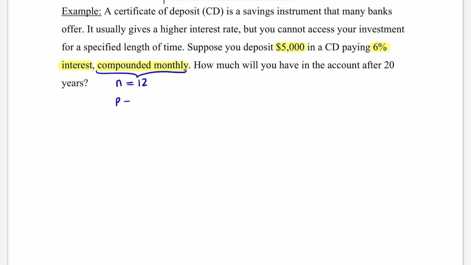Your P is 5,000. Your R is 6%, which is 0.06. They're asking how much money will I have in the account after 20 years. So T is 20, and I'm looking for my A, which is the amount of money I have after 20 years. So this investment is paying 6% interest compounded monthly. So I'm going to use the compound interest formula.